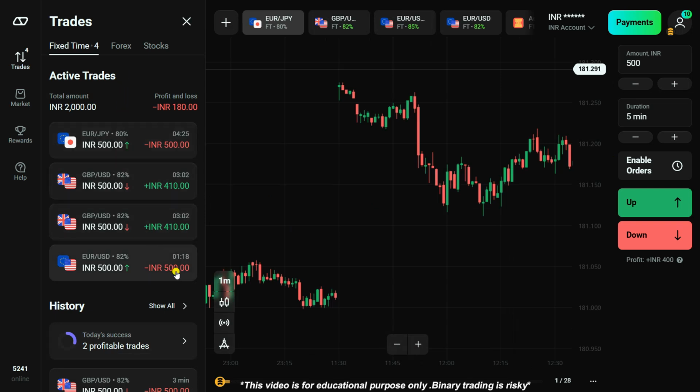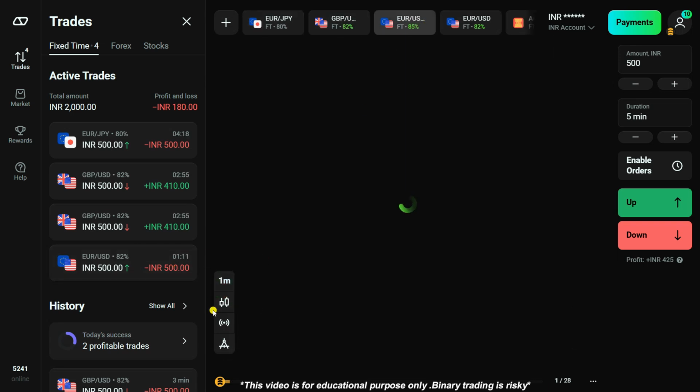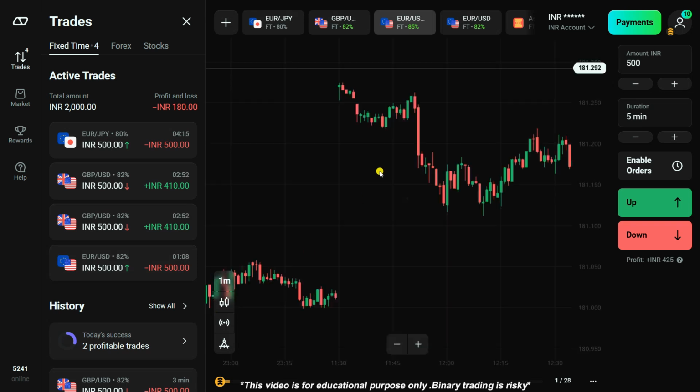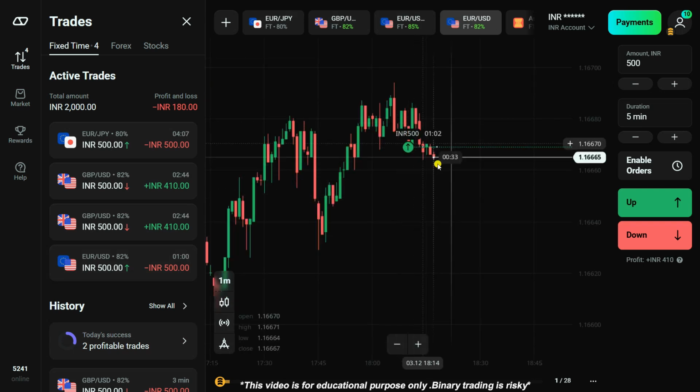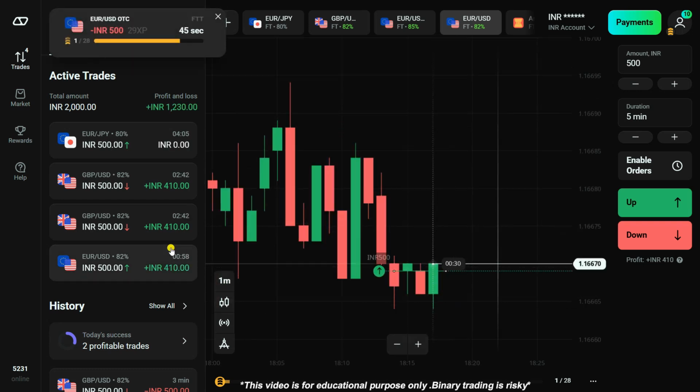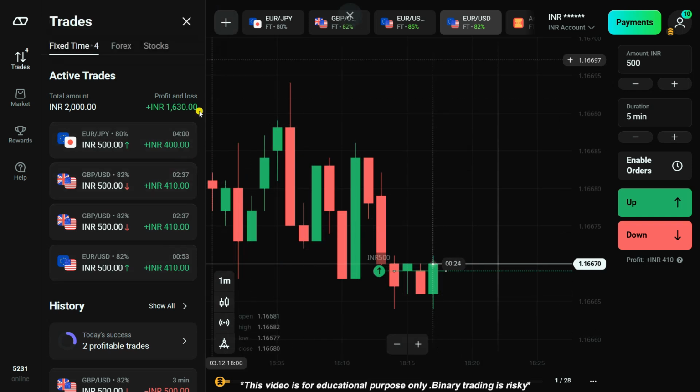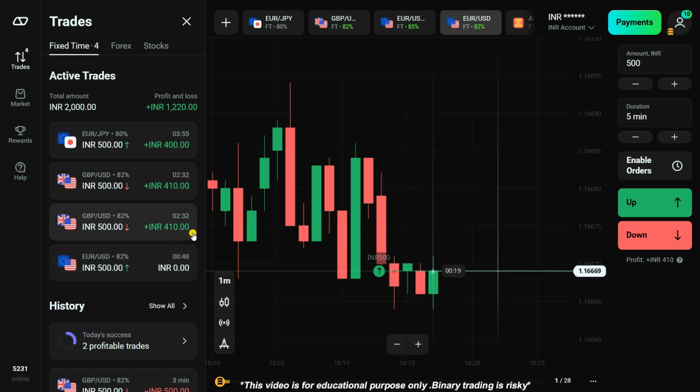So let's check our trades. Euro USD. What is the running position of the Euro USD? I think it is Euro USD OTC. So this is our winning trade. Still 44 seconds left.